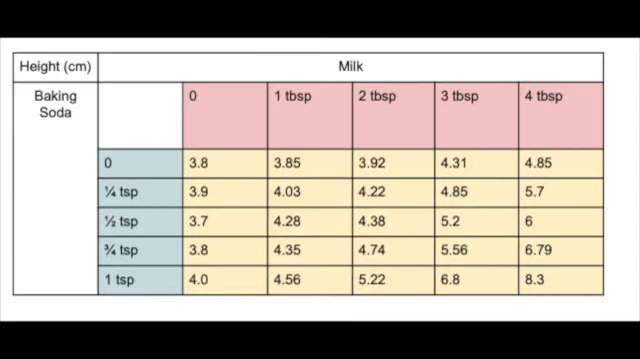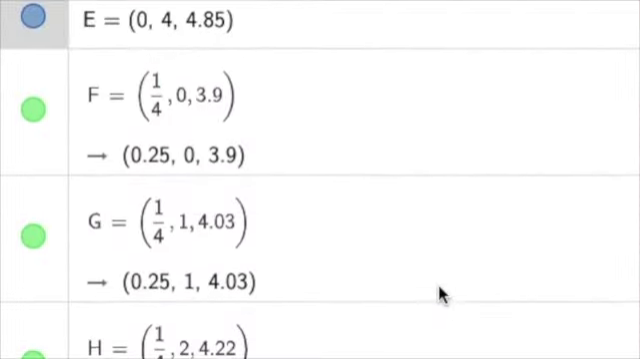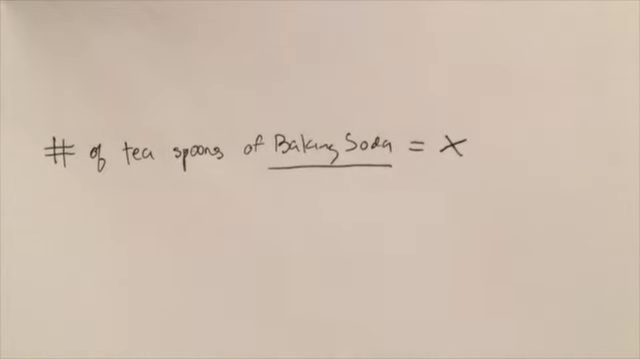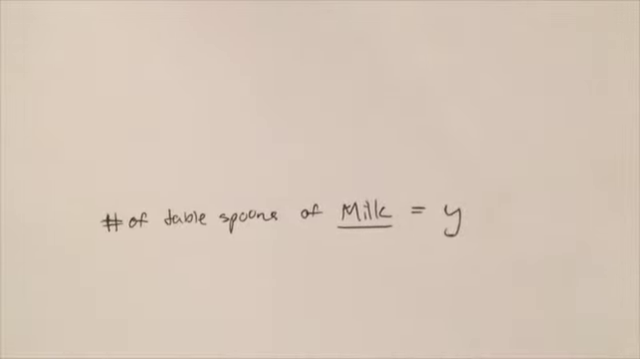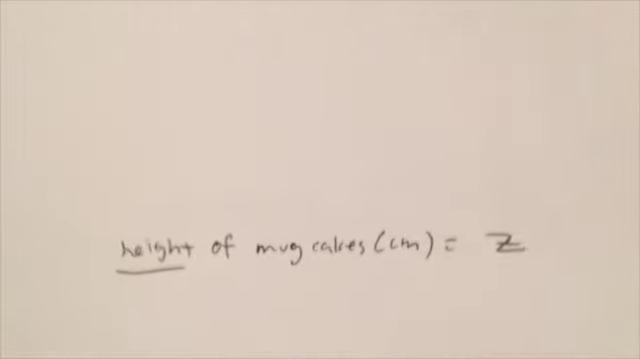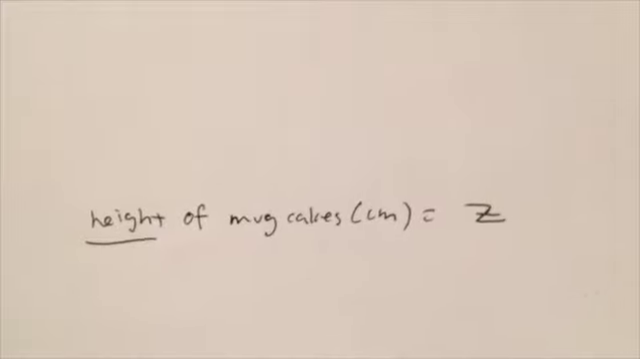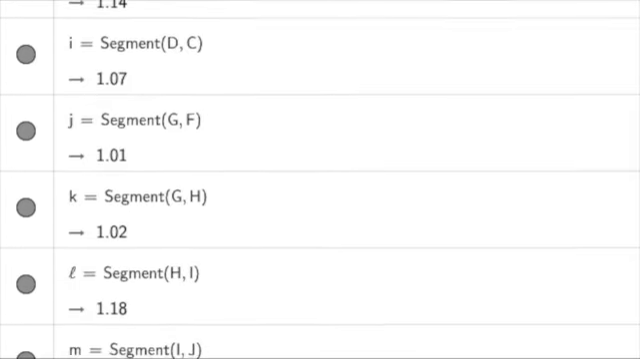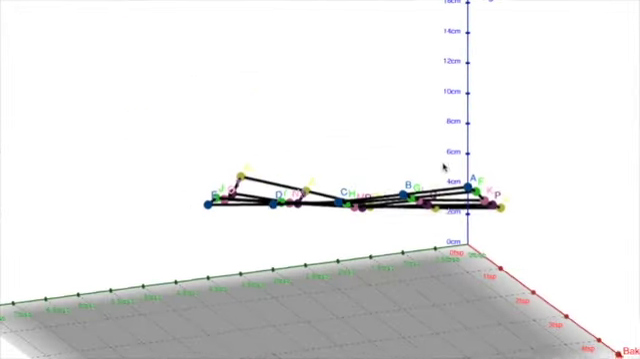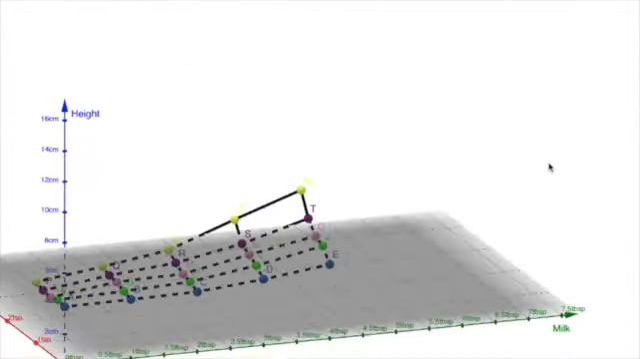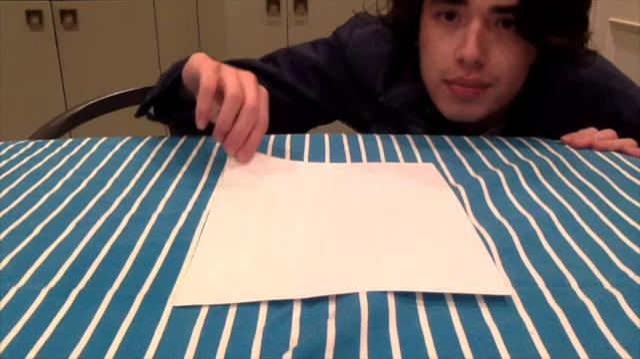After we had finished collecting the data, our next plan of action was trying to find an equation that would approximate the shape created by our set of values. We first entered our data points into a 3D graphing application, setting number of teaspoons of baking soda as the x-axis, the number of tablespoons of milk as the y-axis, and the height of the mug cakes in centimeters as the z-axis. We then connected all of our data points with linear segments to help get a better visual understanding of the shape. The result was this: a 3D shape that looked like if you pulled up a single corner of a sheet of paper off a table.